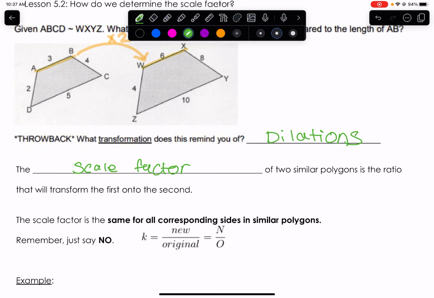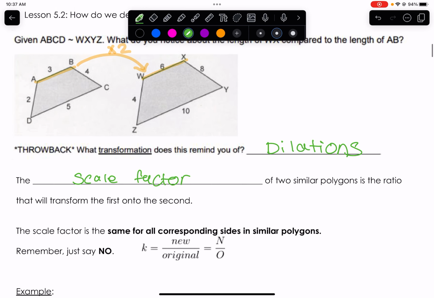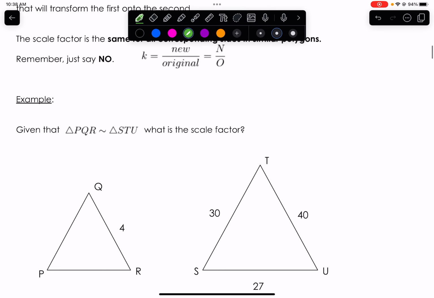So if we look at our shapes up here, our new size was 6, our original was 3, so our scale factor was 2, right? So our new shape is twice the size of our original, and if you look at the other sides, you'll notice that 2 times 2 is 4, 5 times 2 is 10, and 4 times 2 is 8. So it follows the same pattern for all of the sides.